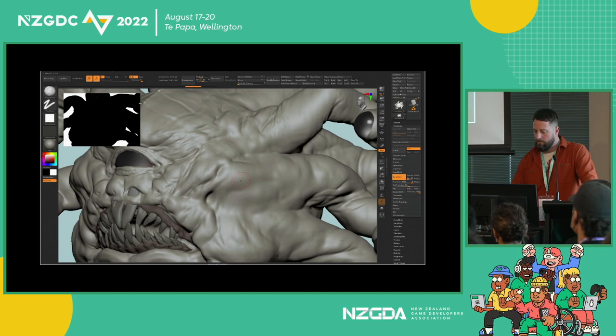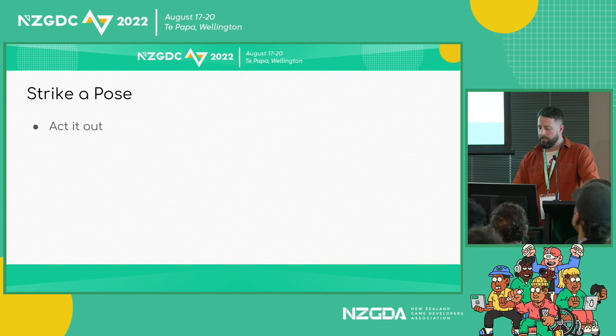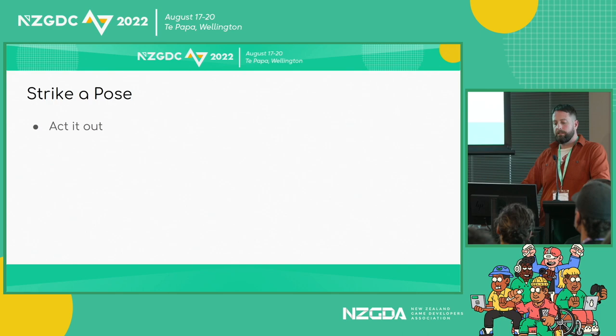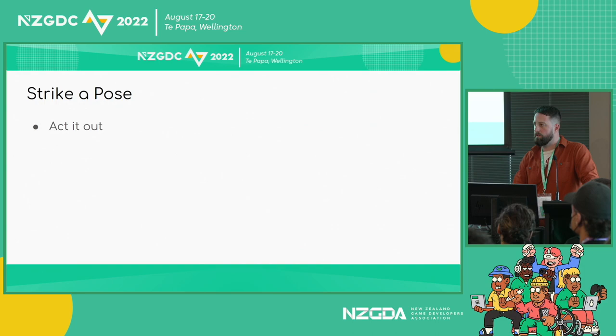Cool. So when it comes to posing something, this is usually the final stage. This can be really difficult, especially when you're working digitally, and if you don't have the lower resolutions of things, generally you have to pose something using a rig, or ZBrush has some cool moving tools, but really it's an arduous, long process. So to help yourself, act it out. It can help you get the feeling of a sculpture.